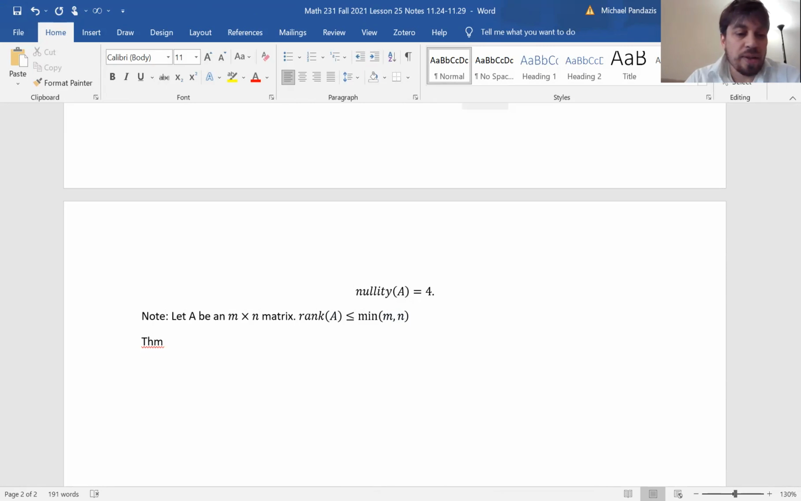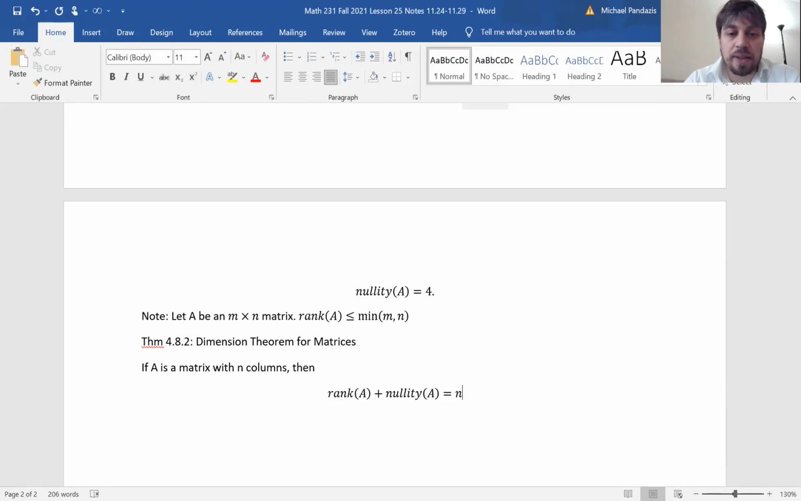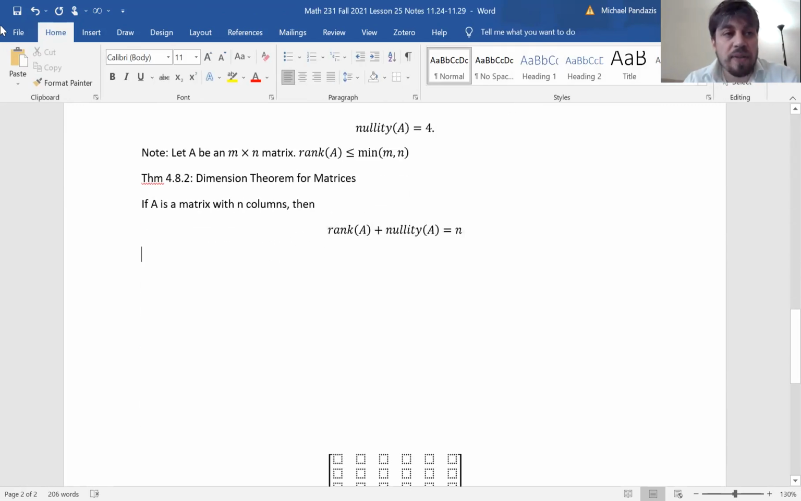Next is Theorem 4.8.2, the dimension theorem for matrices. If capital A is a matrix with n columns, then the rank of A plus the nullity of A is equal to n.